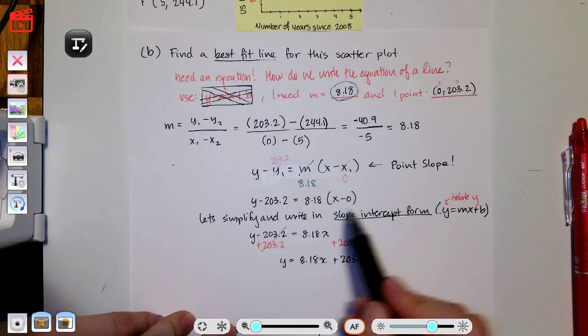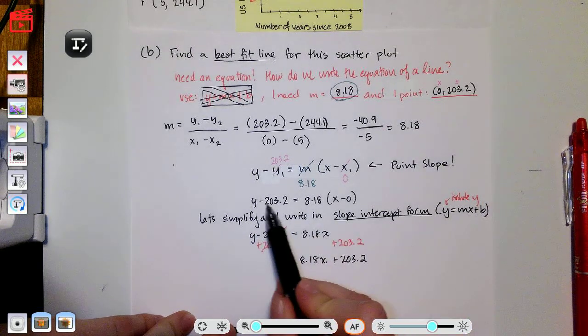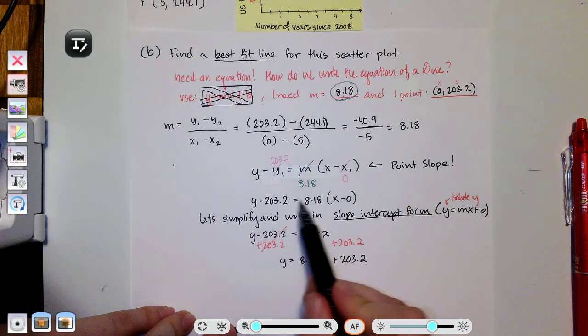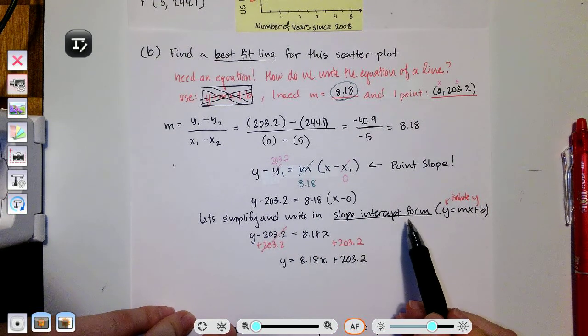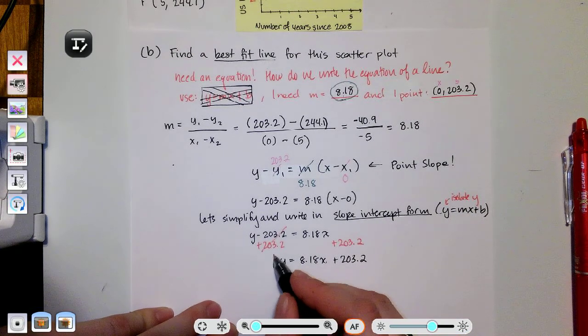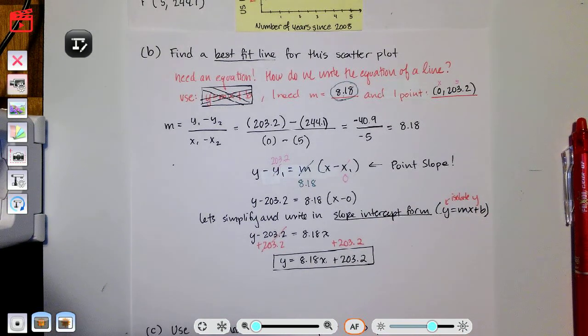Now remember, this equation right here, that would have been perfectly fine. But it's a good practice to remember how to get this equation into slope intercept form. And we do that by isolating y. So here we go, we have our equation in slope intercept form. So that is an equation for a best fit line for this scatter plot.